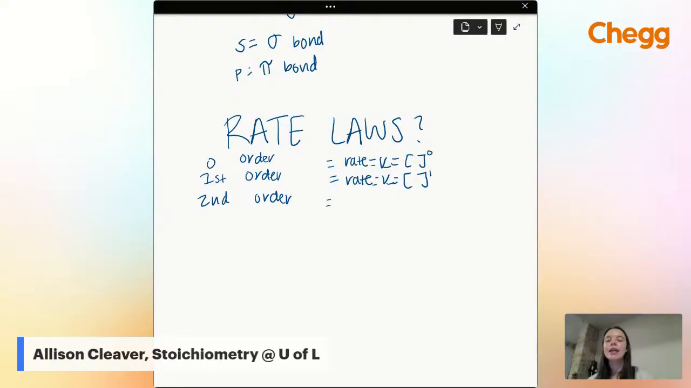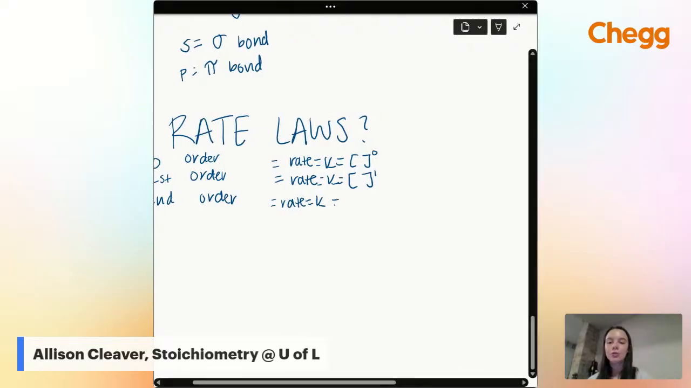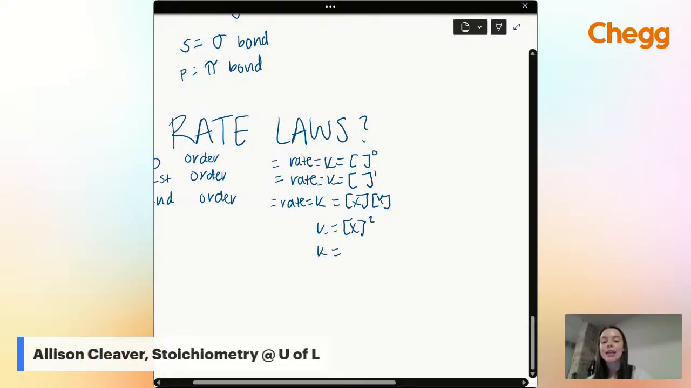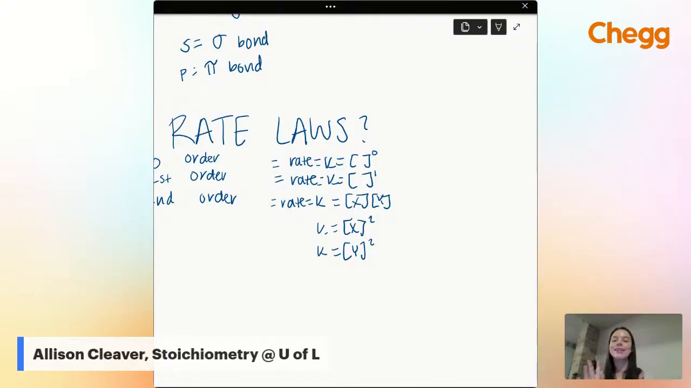And then for second order, we have our rate equals K, which is our rate constant, equals, it could be a concentration times another concentration. So we could have X times Y, or we could have K equals X squared, or K equals Y squared. All of these are examples of second order rate laws. And so they change with time.